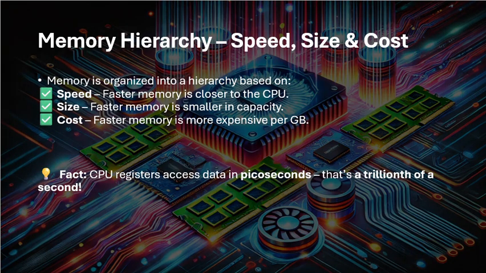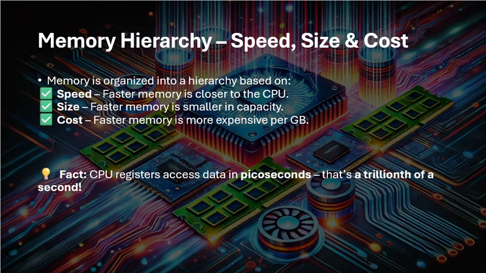Let's start with memory hierarchy. Computers organize memory in a hierarchy based on three main factors: speed, size and cost. Faster memory is usually smaller and more expensive. Faster memory is usually closer to the CPU and smaller in capacity, and it's intuitive that faster memory will be more expensive per GB. For example, CPU registers, which are the closest to the CPU, access data in picoseconds. That's a trillionth of a second.